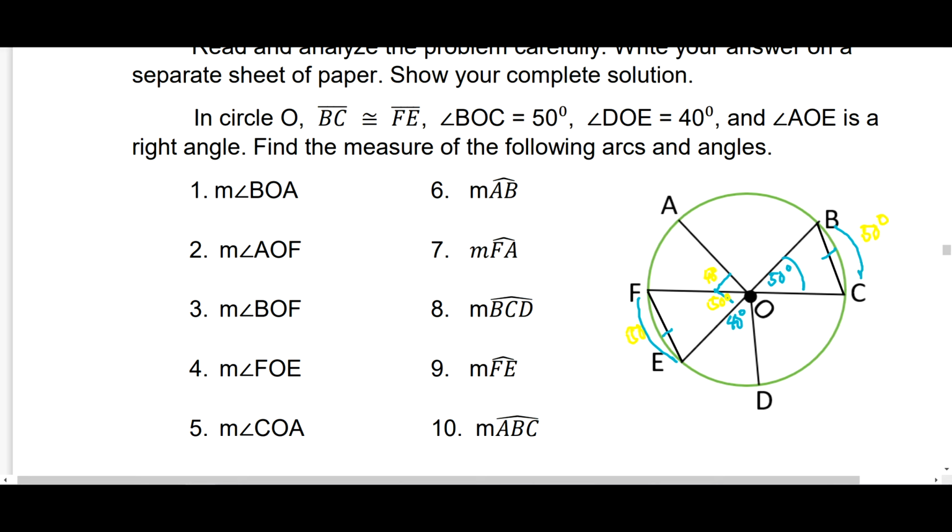And then, since this is linear, 90 na din to ulit. And this is also 90 degrees. So, the rest will follow. Yung mga arc, kung 90 to, 90 din yan. 40 to, 40 yan. 40 to, 40 din to. And this is 90. This is also 90 degrees. Then, you can answer na from 1 to 10.